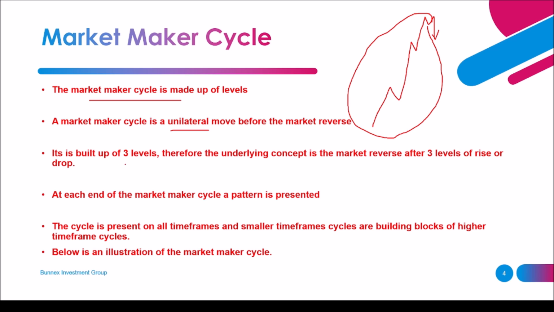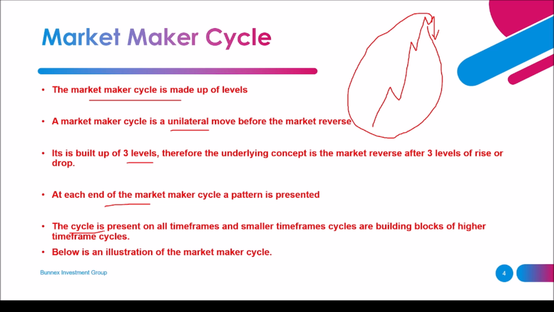It is built up of three levels. Therefore, the underlying concept is the market reverses after three levels of rise or three levels of drop. At each end of the market maker cycle, we expect to see a reversal pattern from the traditional context of forex trading: the double bottom, the double top, or the head and shoulders, the inverted head and shoulders, to be issued at the end of each market maker cycle.